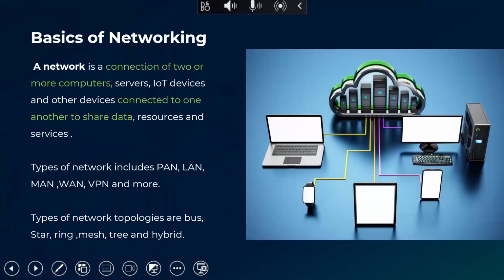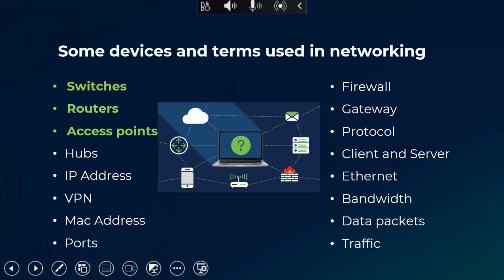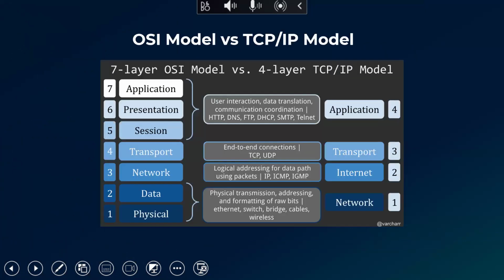Basics of networking. Networking is the connection of two or more computers. Everything we do today, we connect and share resources, and there are different types of network, which include the LAN that every one of us is familiar with, and others. And here are some of the devices that are used in networking. We hear of routers every day. Every one of us uses routers in our house. Bandwidth measures the speed of our internet connection.